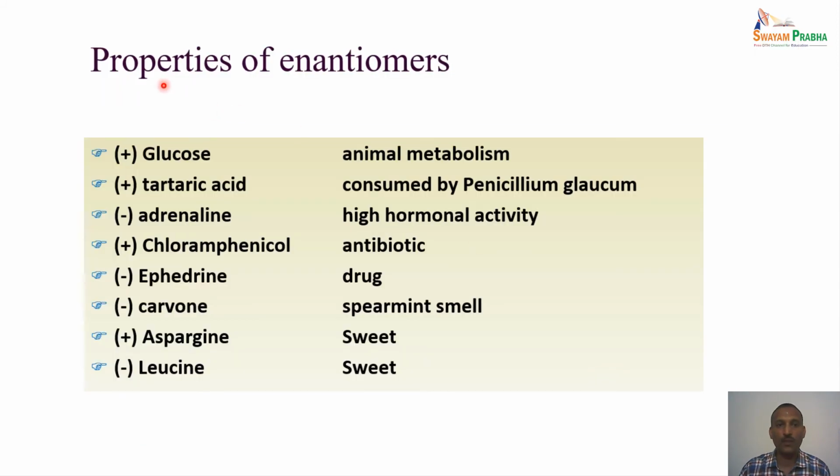Let us look at some of the properties of enantiomers. The plus glucose is involved in animal metabolism. Plus tartaric acid is consumed by the Penicillium glaucum. And minus adrenaline is involved in high hormonal activity. Ephedrine is used as a drug. Asparagine and leucine were used as sweeteners. In other words, the particular isomer, whether it is a plus or minus, either small d or small l, is very crucial in deciding the properties of enantiomers.